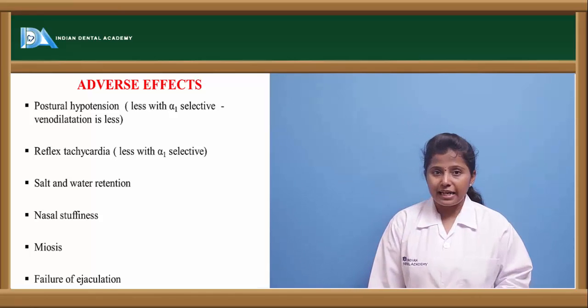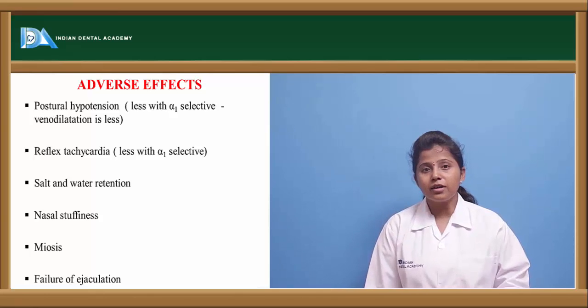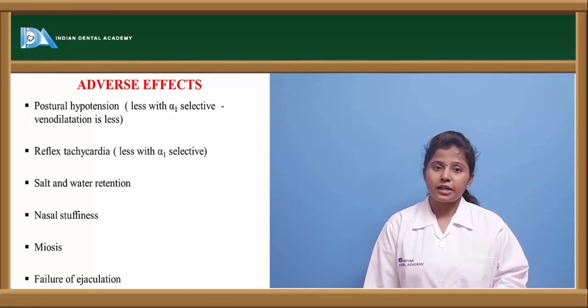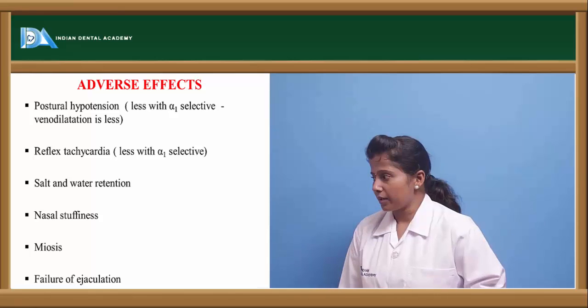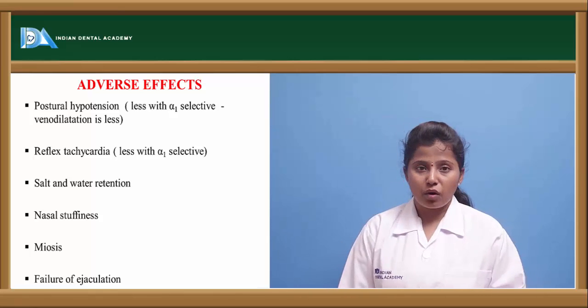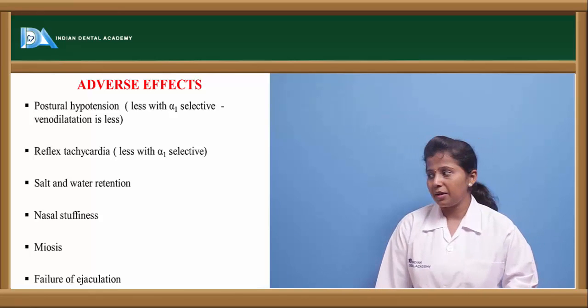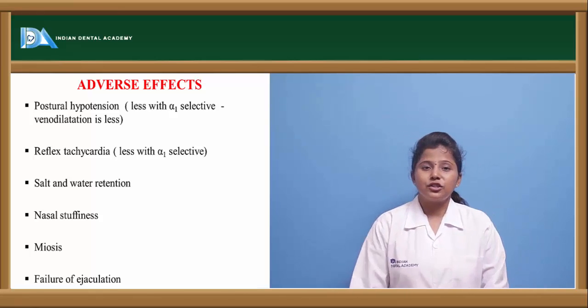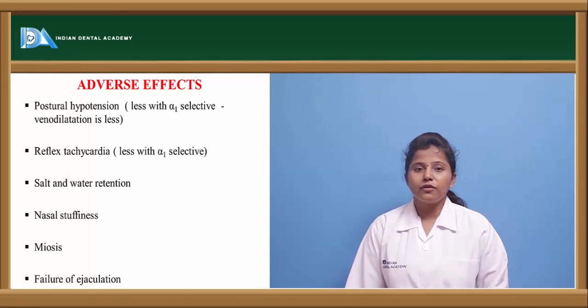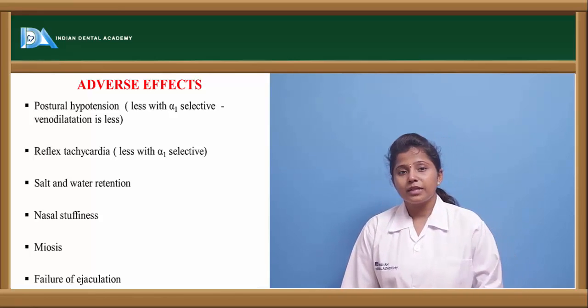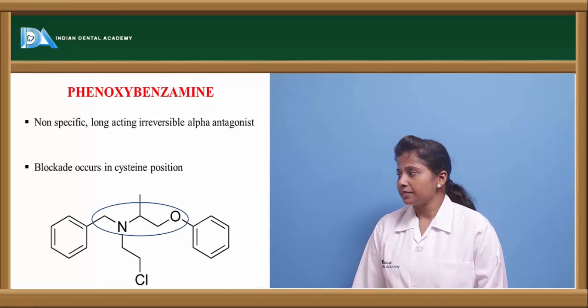And reflex tachycardia, again the same, because the heartbeat as well as constriction of the vascular smooth muscle is regulated by the alpha-1 receptor blockade, and there will be salt and water retention. If there is salt and water retention, then there will be an increase in blood pressure, nasal congestion, miosis, as well as failure of ejaculation. So these are all the adverse effects shown by these alpha receptor antagonists.